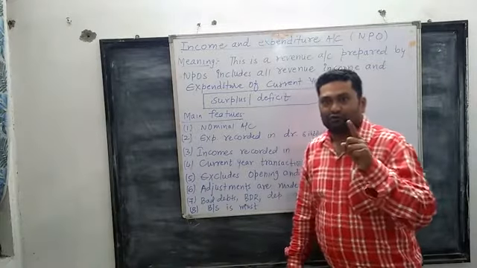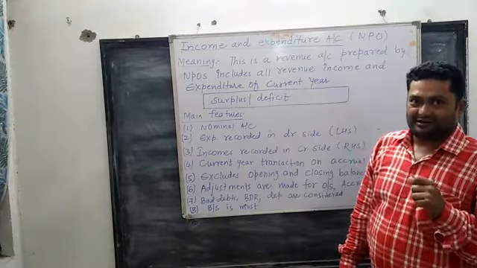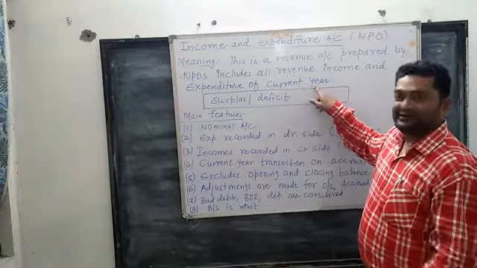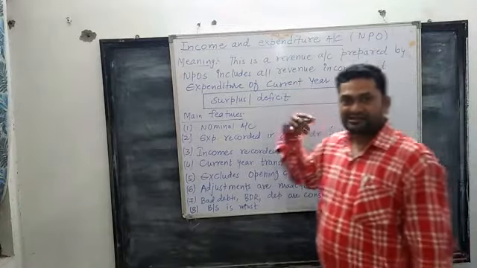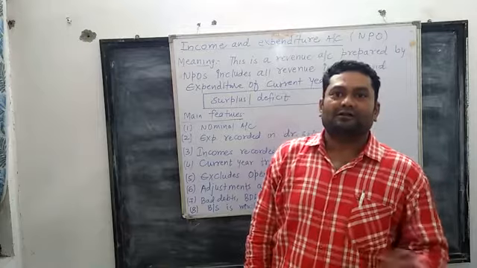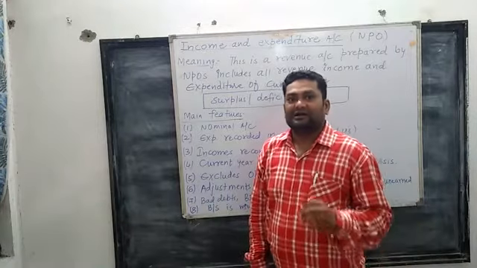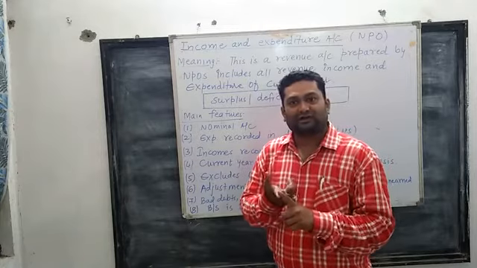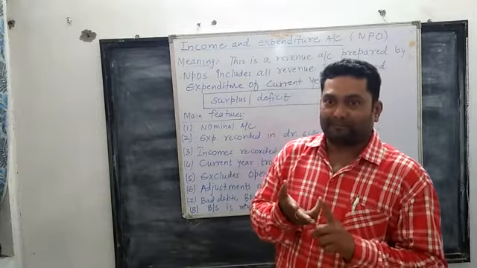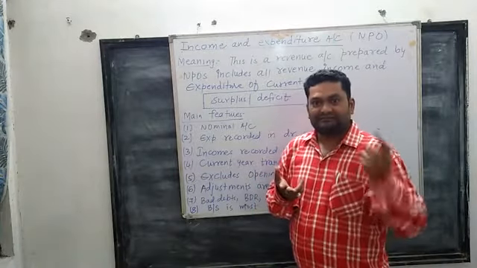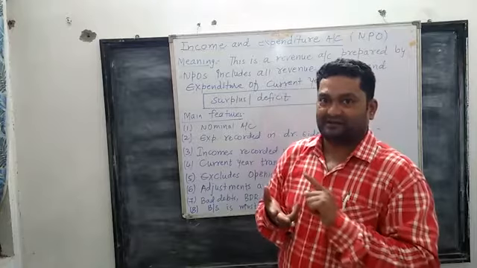Then you have to notice the last word, current year. Receipt and payment account includes and records all types of items regardless of capital nature or revenue nature, and of any year: previous year, current year and next year.